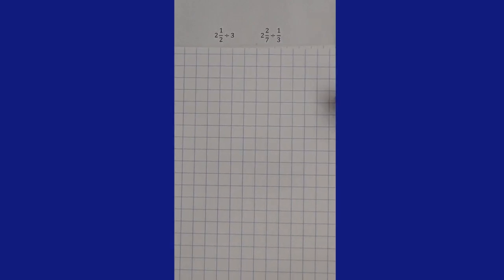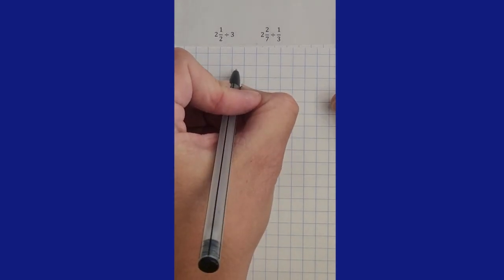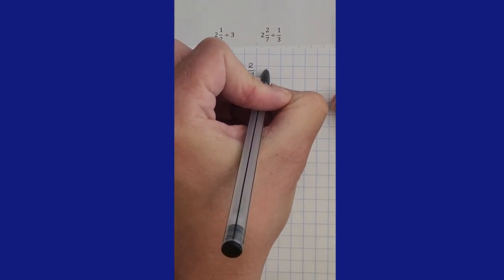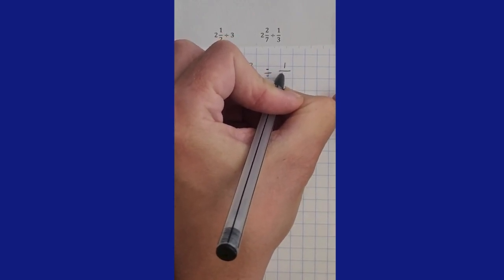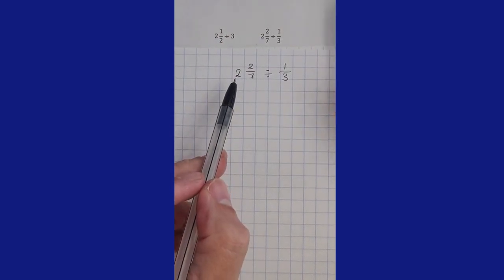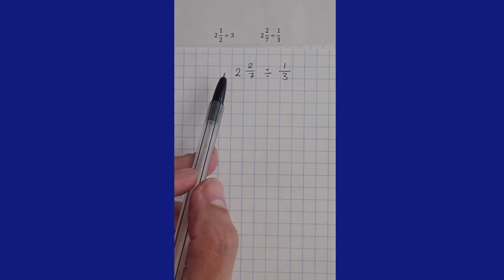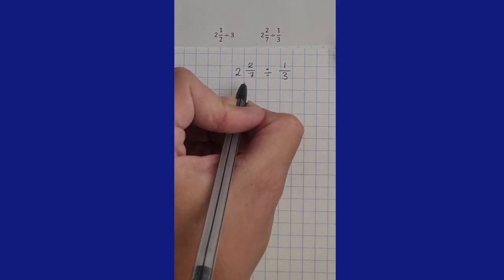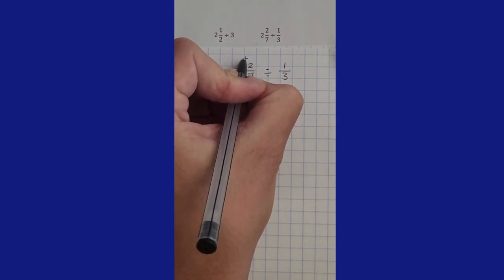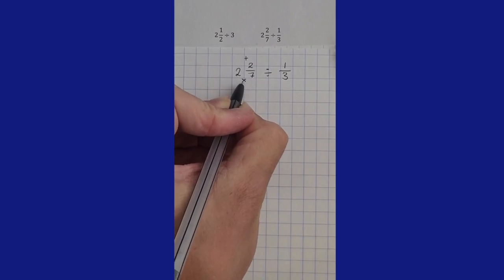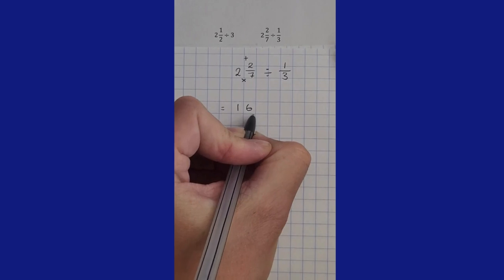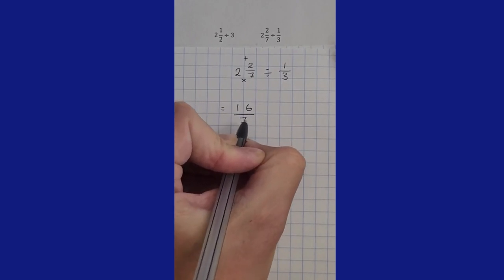Now let's move across to this one, which has got 2 2/7. Again, I'm just going to rewrite the fraction, and then we're going to divide that by 1/3. Like before, I'm not happy with this mixed number at the moment because it's not easy to deal with. I don't want to deal with a whole number and a fraction, so I'm going to turn it into an improper fraction. Now, 2 times the 7 is 14. Add the 2 is going to give me 16. And I know my denominator is going to stay as a 7.